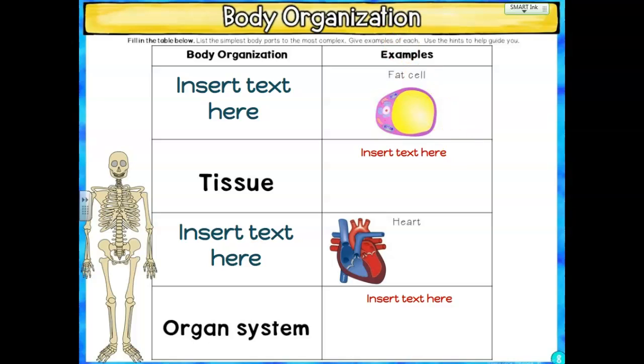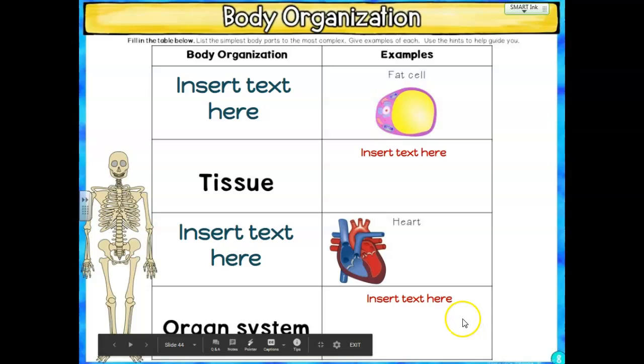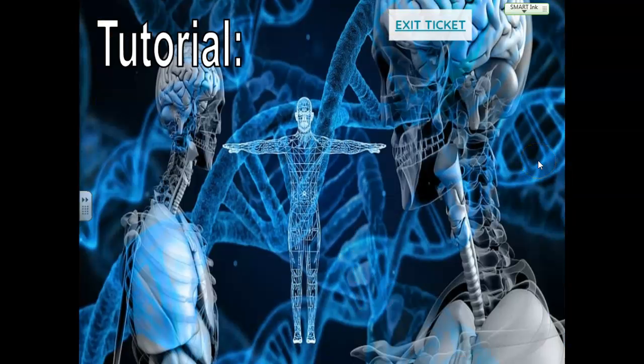So for example, the first one would be specialized cells, and they gave the example of a fat cell. The next one would be tissue, which they gave us, so now we need to give an example of a type of tissue. The next one would be organs, and then the next one we give an example of an organ system. Okay? If you have any questions, reach out to us so we can help you.